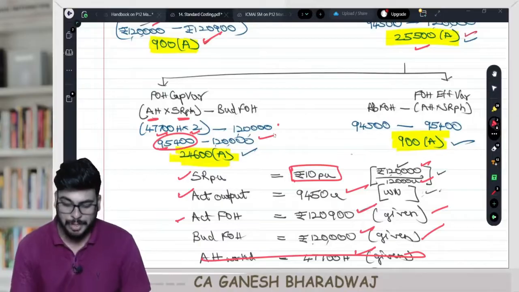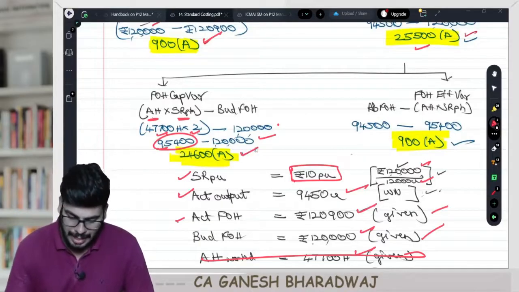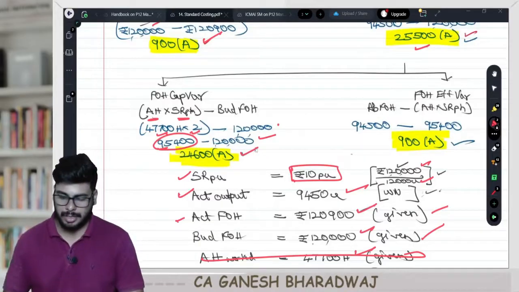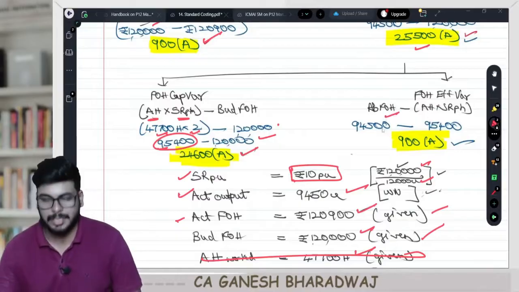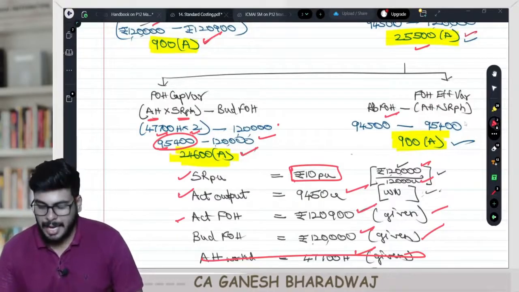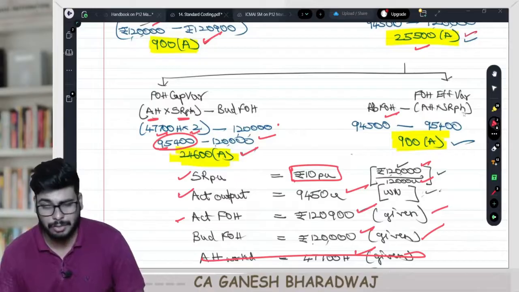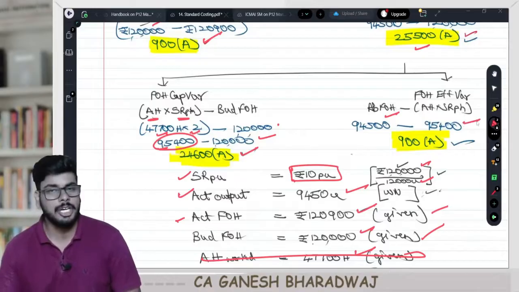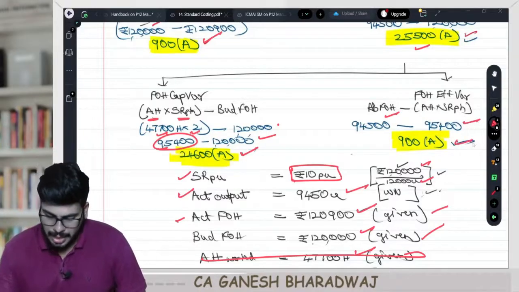Whereas you've spent how much? 1,20,000. So clearly it's an adverse variance to the tune of 24,600. And here absorbed overheads is going to be 94,500, and actual hours into standard rate per hour is going to be how much? 95,400. You subtract the two, you get 900 variance.